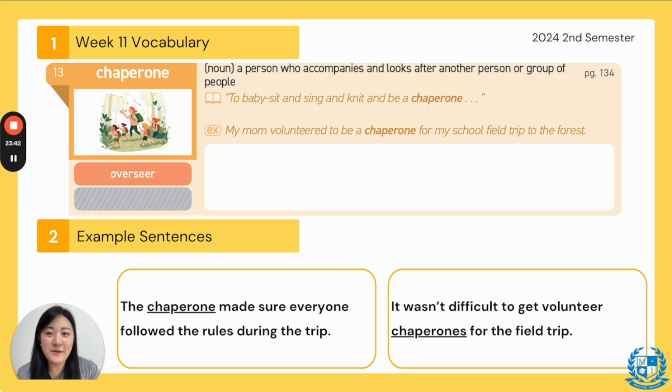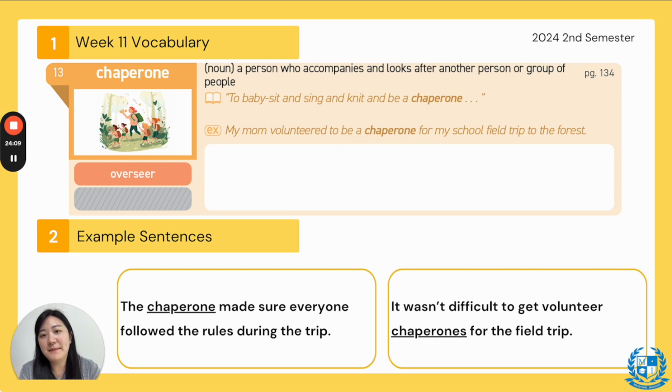Number 13, everyone say chaperone. Chaperone. It's with a sh sound, not with a ch sound. Chaperone. The synonym is an overseer. It's a noun and it means a person who accompanies, meaning goes with, and looks after another person or a group of people. So it's a person that just follows you to go somewhere, usually an adult.